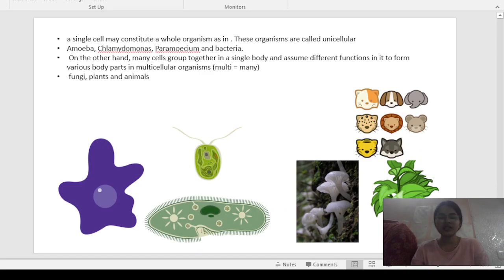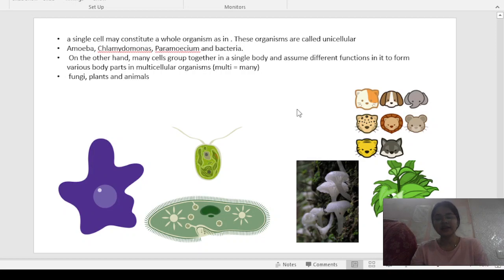Then, depending on the number of cells, we can divide organisms into two types, unicellular ones or multicellular ones. Unicellular ones consist of a single cell, but still they are a whole organism. Even though they have just one cell, they are a single organism. For example, this is an amoeba, Chlamydomonas, and paramecium. These are examples of unicellular, single celled organisms. They are made up of one cell which carries out the functions for their own survival and existence. But since they are just single celled, we classify them as unicellular organisms.